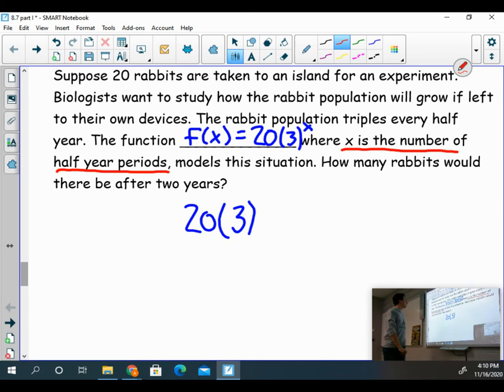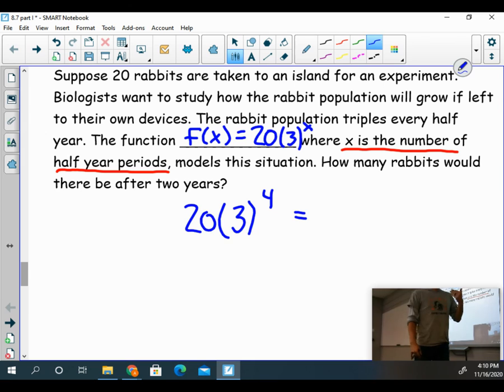How many rabbits would there be after 2 years? What we must put up here is 4. Why are we putting 4 up there? Because x is the number of half years. How many half years are there in 2 years? Well, you could think of it in terms of 6 months. There's 6 months, 1 full year, 1.5, 2 years. There are 4.